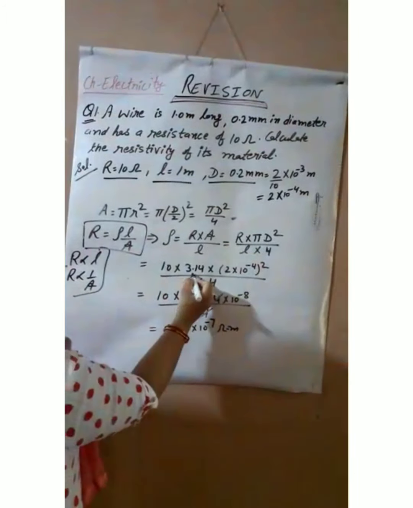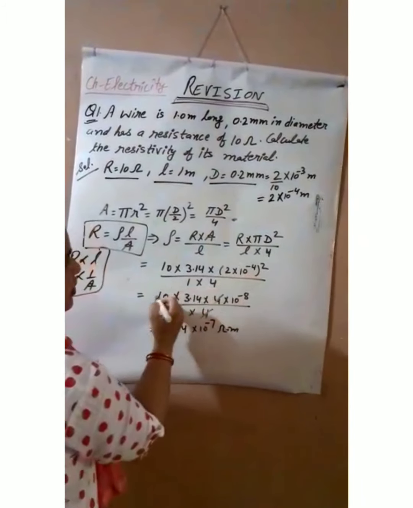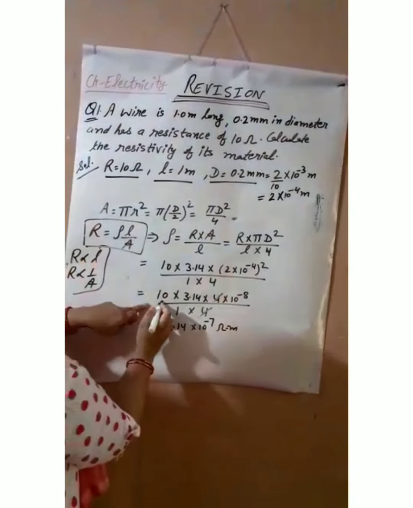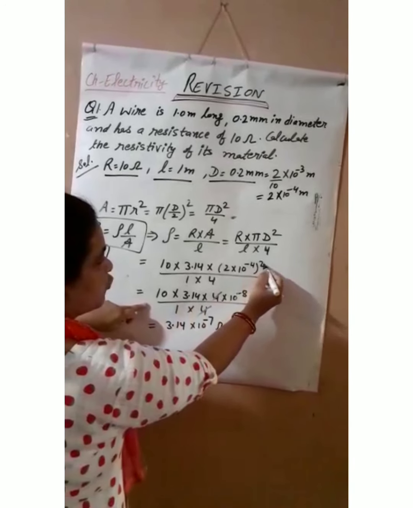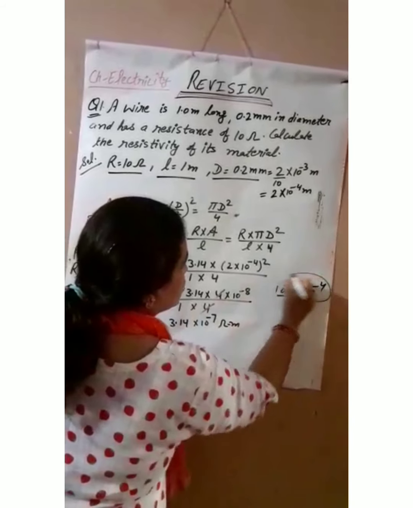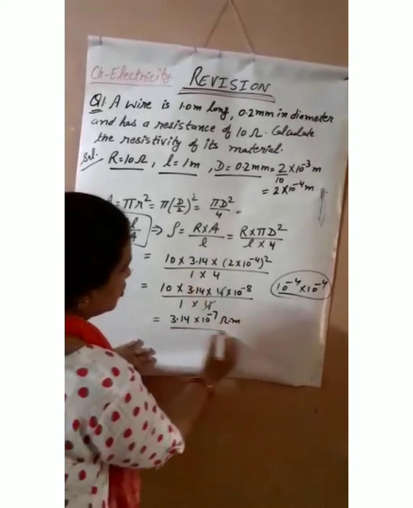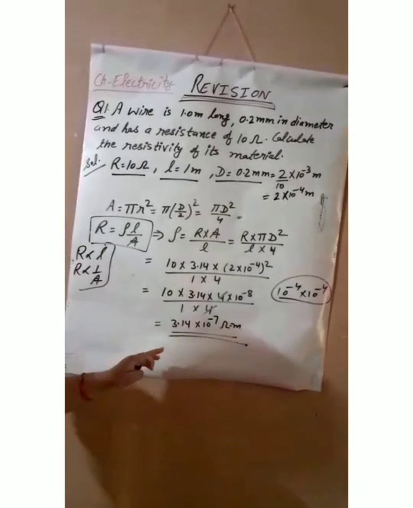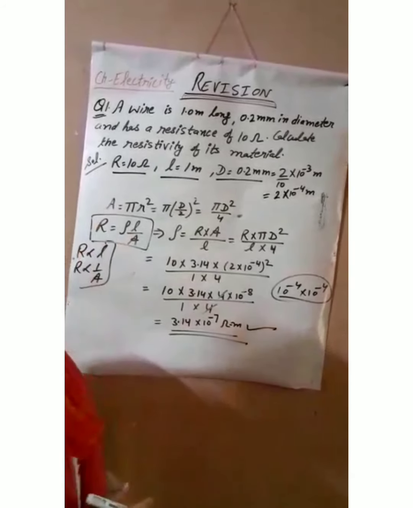Now substitute the numerical values. R is 10, pi is 3.14, d square is 2 into 10 to the power minus 4 squared, divided by L into 4. So 10 into 3.14, 2 square is 4, and 10 to the power minus 4 squared is 10 to the power minus 8. When you solve it, you will get 3.14 into 10 to the power minus 7 ohm meter. This is the resistivity of the material.